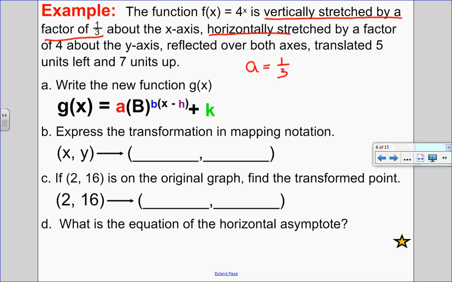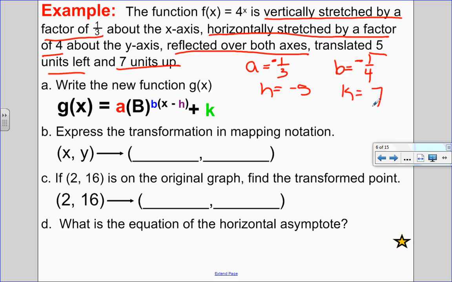It is horizontally stretched by a factor of 4. Remember, horizontal lies like Pinocchio, so it is not 4, it is 1/4. Reflected over both axes, so that means a is negative and b is also negative. It is translated 5 units left, h is -5, 7 units up, k is +7.